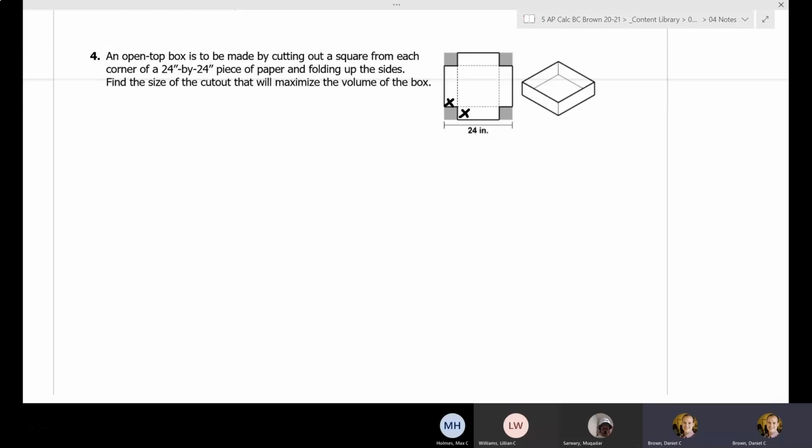And again, you're maximizing volume, so you need to find a volume equation. You need to write it in terms of one variable. And then I would probably simplify that volume equation before you go take the derivative of it, unless you just want to do an extended product rule, which you don't. And then find the critical points, eliminate critical points that don't really make sense for that problem.